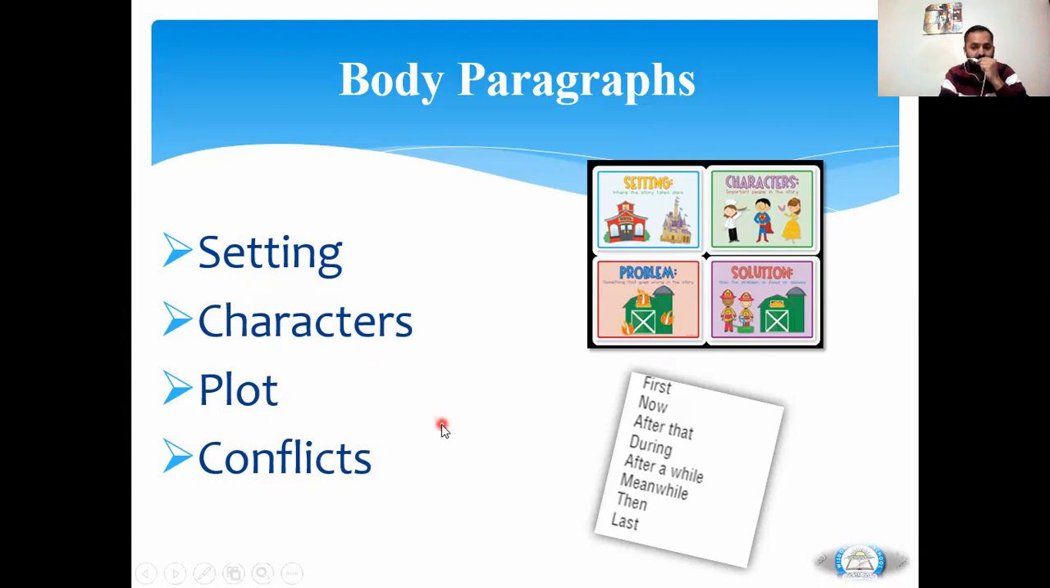Now, अब जब आप ये paragraph लिखेंगे, so you have to include these things in body 1 and body 2. Remember, we started with the introduction, right? And then body 1 and body 2 में आप ये चीजें लिखेंगे. Now, you can use these transition words when you're writing down the body paragraph. For example, first, now, after that, during, after a while, meanwhile, then, last, right?